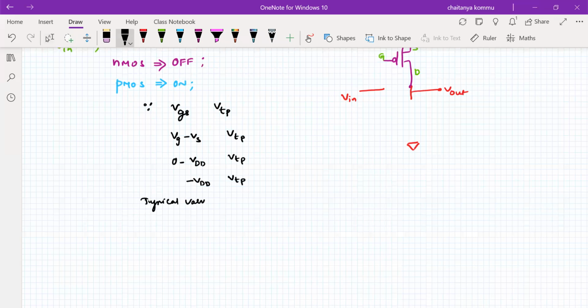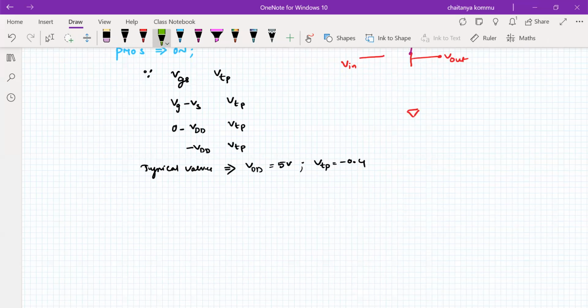Typical values. The typical value for VDD is 5 volts, and the VTP is minus 0.4. Now, in this sense, what is the value that we observe? Minus 5. Here is minus 0.4. What is the relationship between these two? Anyone from the class? Is it greater than, equal, or less than?